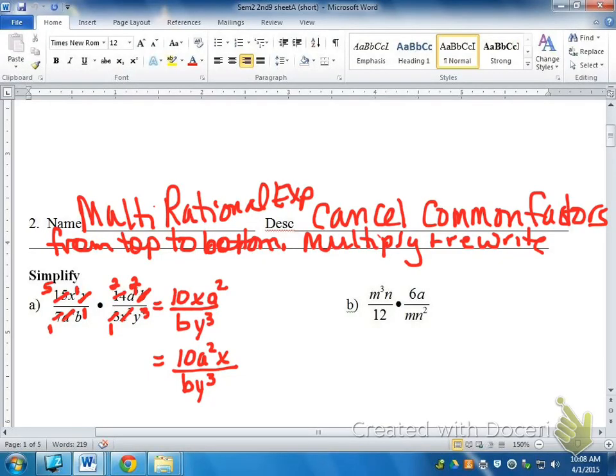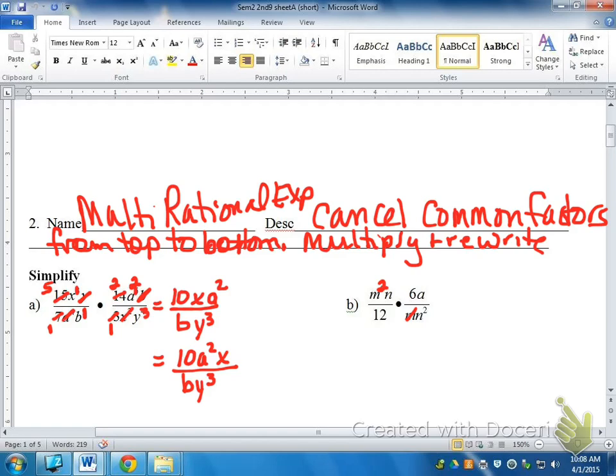We are on problem 2B. So we are multiplying rational expressions: cancel common factors from top to bottom, and multiply and rewrite. I'm going to start just like I did before with the top left. I've got m to the third. Is there anything that would cancel with it? Yes, just the plain m on the bottom right. So this m is gone completely, and m to the third becomes m squared.